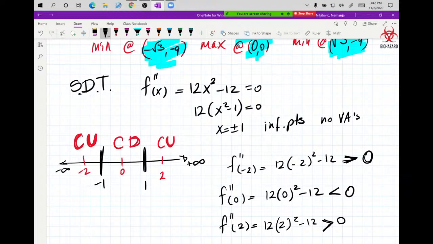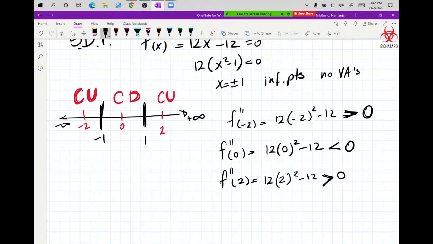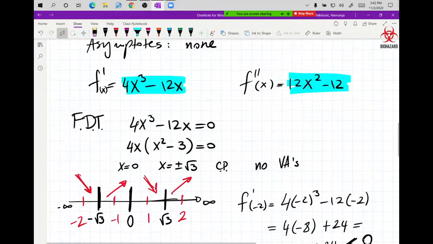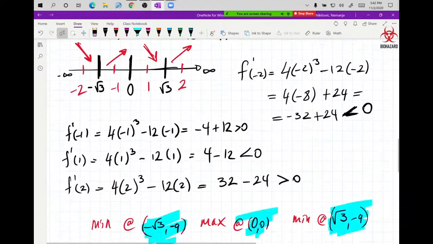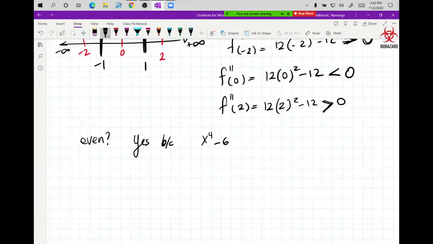So I technically have enough information to graph this, but I'm still going to push a little bit further and say, is this function even? And the answer is yes. Because you have x to the fourth minus 6x squared. You can see that it only has even powers, right? And if it has even exponents, that means that it is symmetric on the y-axis because it's an even function.